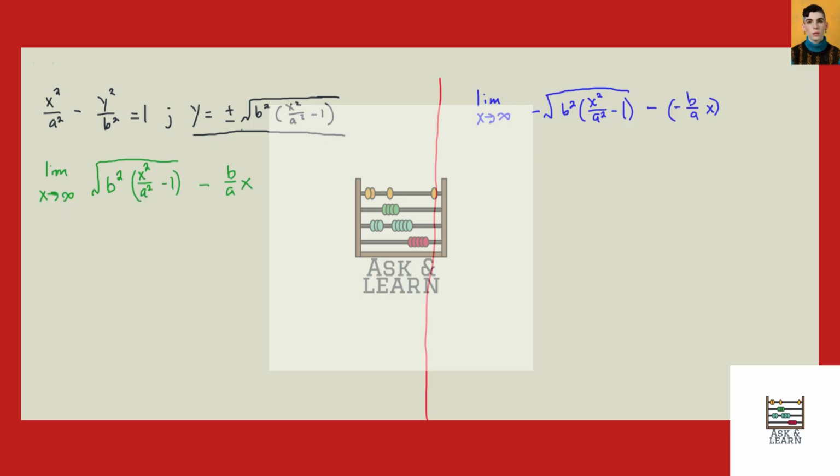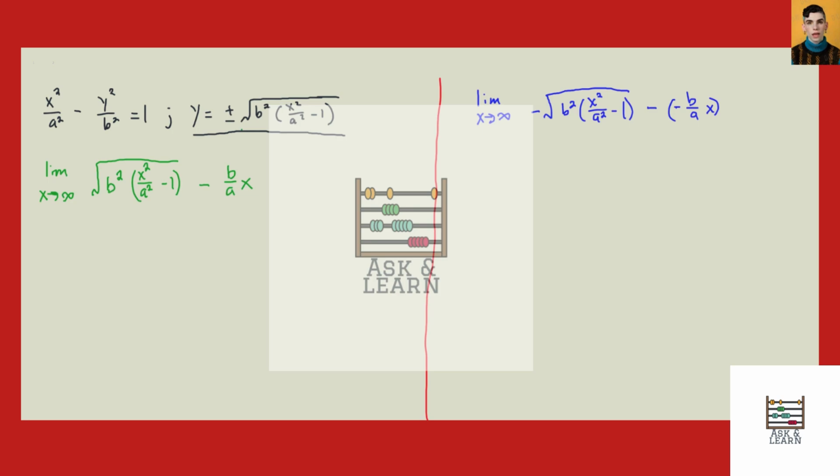We want to show that the lines y is equal to plus or minus b over a times x are the slant asymptotes of the hyperbola x squared over a squared minus y squared over b squared is equal to 1. So what I went ahead and did to start was rewrite the equation just in terms of y, which we end up with this square root with the plus or minus.